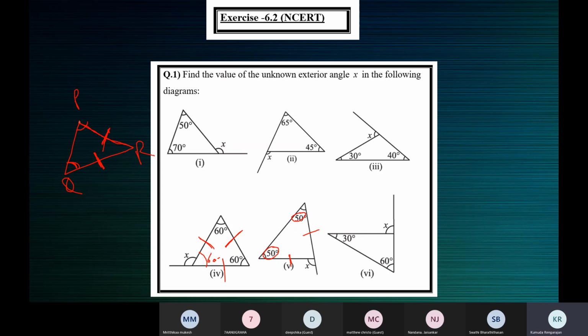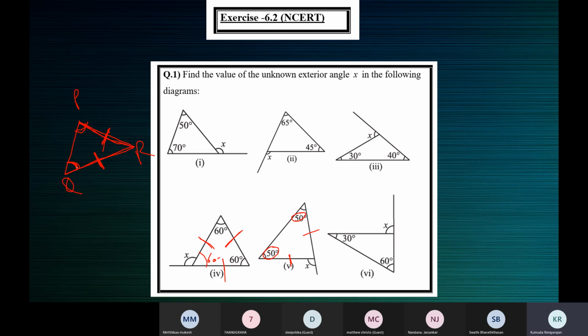So suppose it's given to you that PR is equal to QR. If you know that PR is equal to QR, that means angle P is equal to angle Q. When you know that all the three sides are equal, all the three angles also will be equal. When all three sides are equal, it's an equilateral triangle and all the three angles will be equal to 60 degrees each.